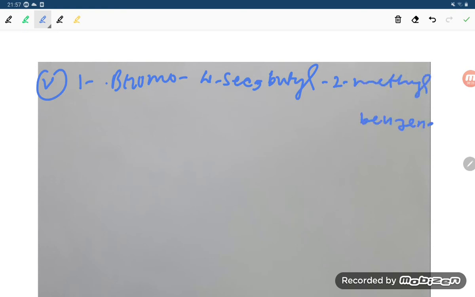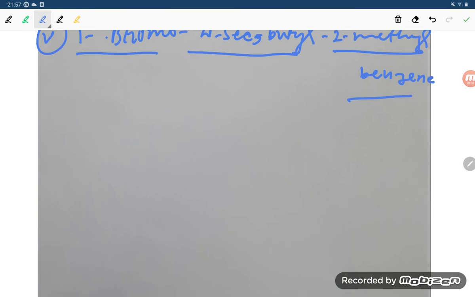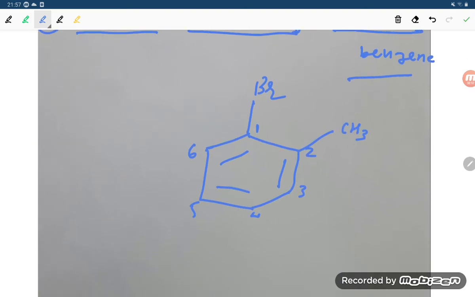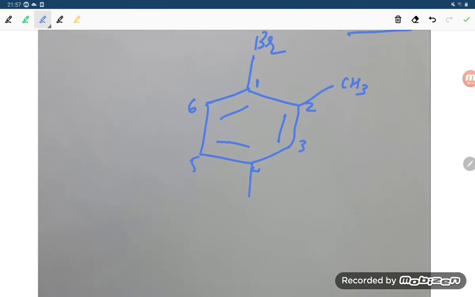Let us solve, student. Bromo, secondary butyl, 2-methyl benzene. The word root is benzene. Now alphabetically, on the first position Br is there. This is first, second, third, fourth, 5 and 6, and on the second position a methyl group is there: 1-bromo-2-methyl and 4-secondary butyl. On the fourth position a 2 degree butyl is there. 2 degree butyl means CH3, then CH, and then CH2, CH3. So this alpha carbon is attached to 2 other carbons, so secondary butyl.